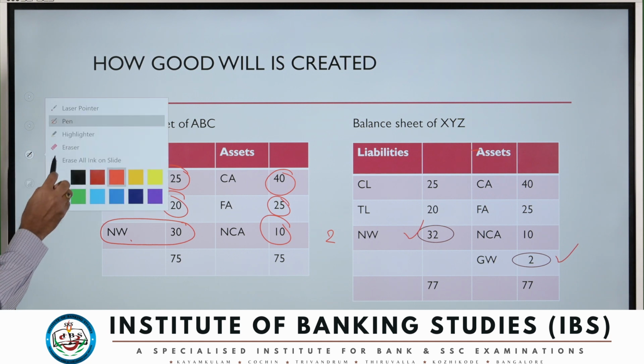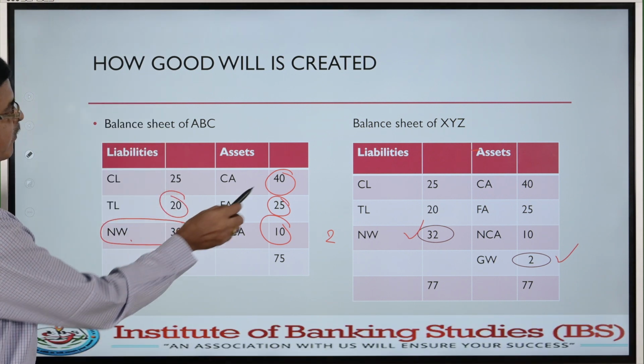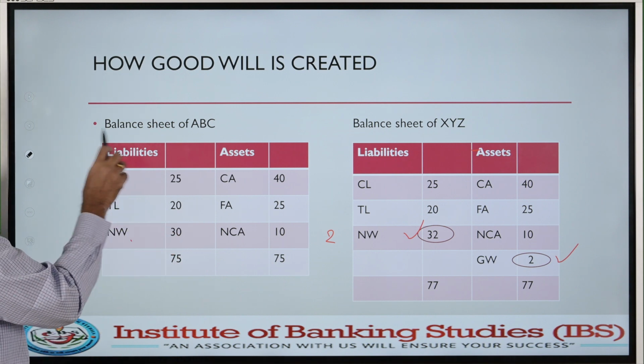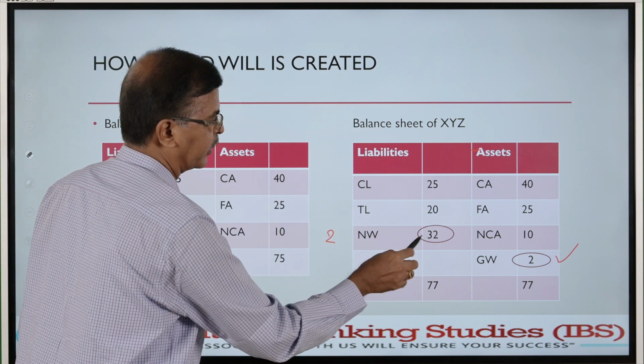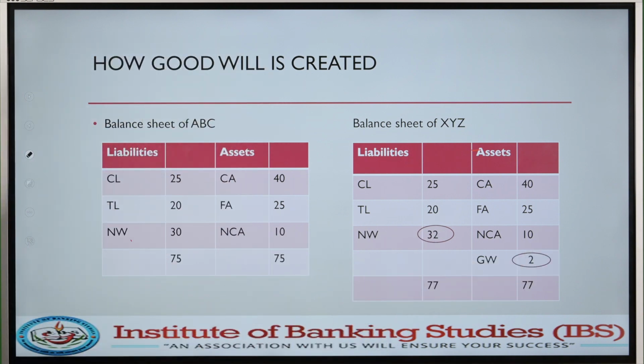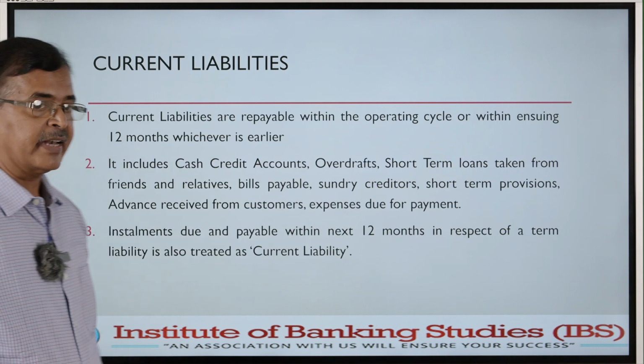I will just wipe this out. So now I think you can understand this. Whenever you talk about goodwill on a future date, this is how goodwill is created in business. Then comes current liability.